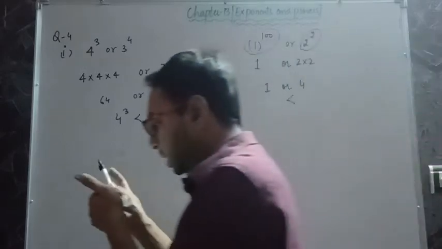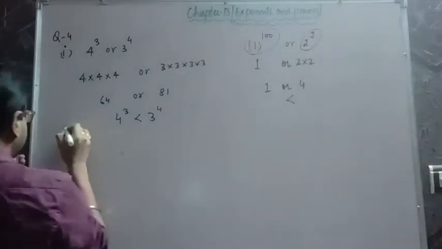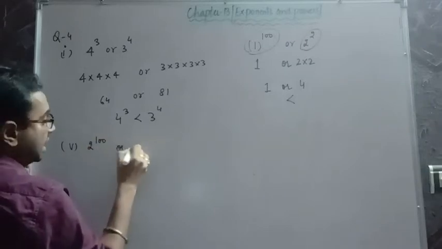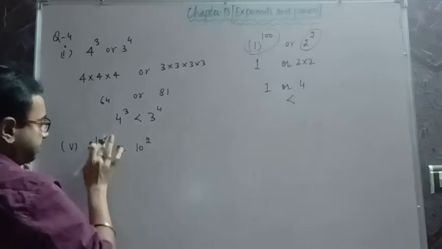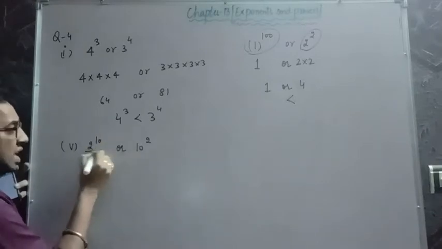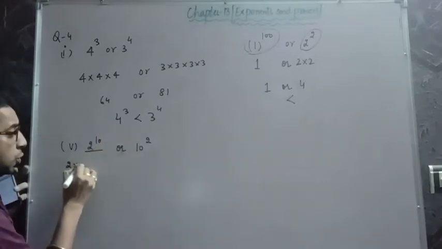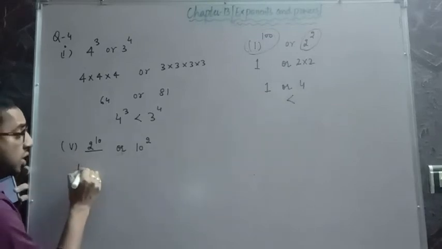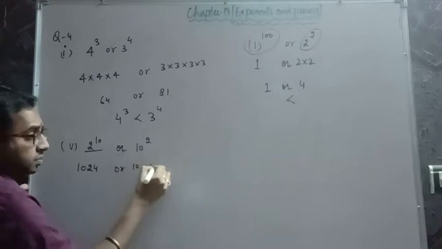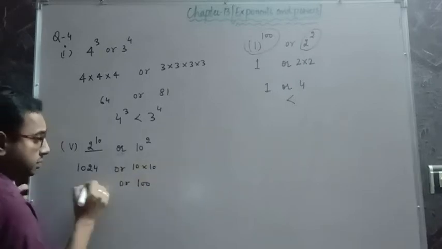I'll do one more part. Let me do the fifth part. 2 raised to power 10 or 10 raised to power 2. Definitely, 2 raised to power 10 means 1024, or this means 10 into 10, that is 100.